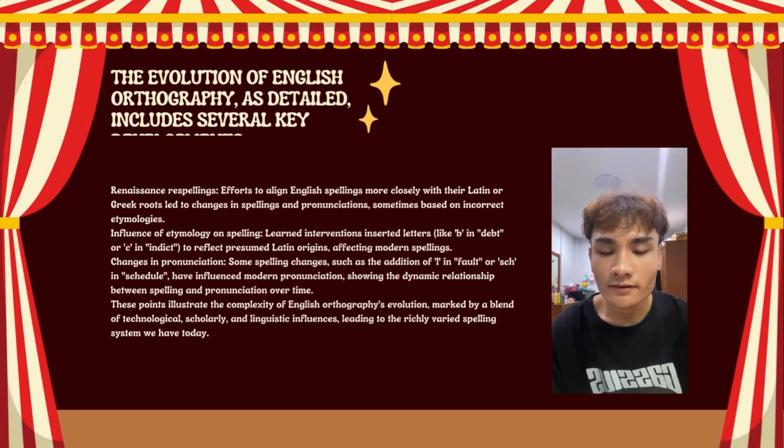Renaissance respelling efforts to align English spelling more closely with Latin or Greek roots led to changes in spelling and pronunciation, sometimes based on incorrect etymology: the influence of etymology on spelling. Learned intervention inserted letters like B in debt or C in index to reflect presumed Latin origins, affecting modern spelling and changing pronunciation.